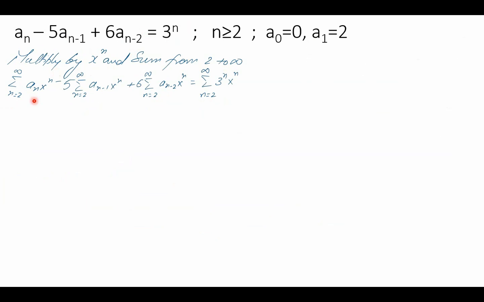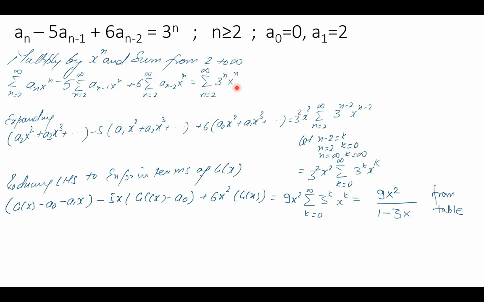Sum over n equals 2 to infinity of a_n x^n, minus 5 times the sum over n equals 2 to infinity of a_(n-1) x^n, plus 6 times the sum of a_(n-2) x^n. And on the right hand side, once again, I have 3 to the power n x^n. Once again, what I'll do is I'll expand it: a2x² + a3x³ and so on, minus 5(a1x² + a2x³ and so on), plus 6(a0x² + a1x³ and so on). On the right hand side, I have the sum from n equals 2 to infinity of 3 to the power n x to the power n.